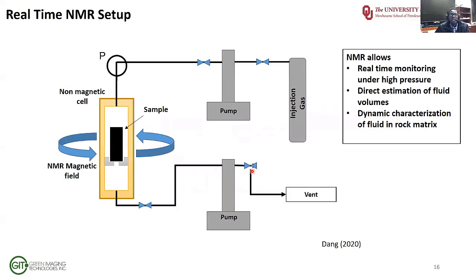And so how do we do that? For that, we take advantage of non-magnetic pressure vessels, because these types of pressure vessels, generally made out of zirconium oxides, are non-magnetic, so they can be inserted into NMR instruments. So we insert that into an NMR instrument, and we can pressurize our samples with our injection gas using these pumps, and pretty much watch the recovery happening in real time. So it allows us to watch the recovery process in real time under high pressure, high temperature. We can do these measurements under both conditions.